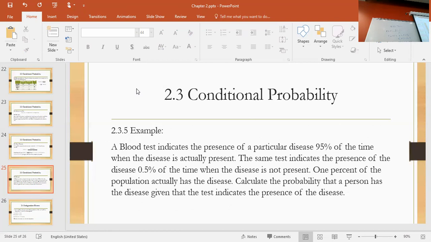Given that the person has the disease, what is the probability that the test will be positive? If a person has the disease and is tested, what is the probability that that test will be positive? 95. Do we see that? Can somebody else read the statement having that? Where do we see it? On the first sentence, we see that. So we have 0.95 here.